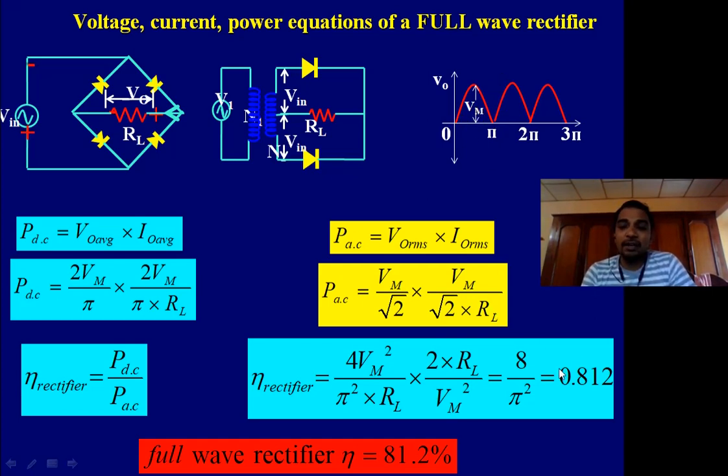This calculation we have done without taking the resistance of these diodes. We are taking ideal diodes, with forward bias resistance of 0. So half wave rectifier efficiency is 40.6%, and full wave rectifier efficiency is 81.2%.